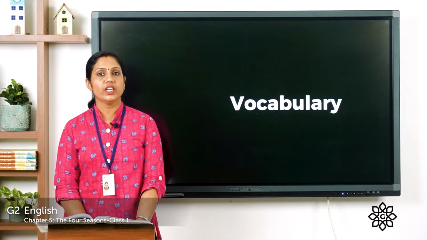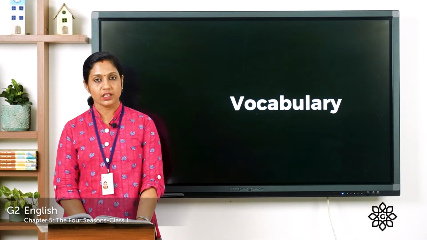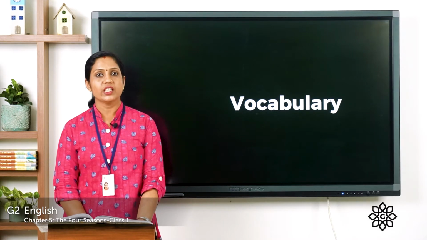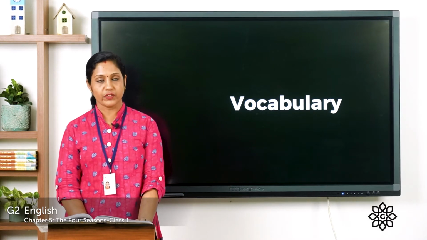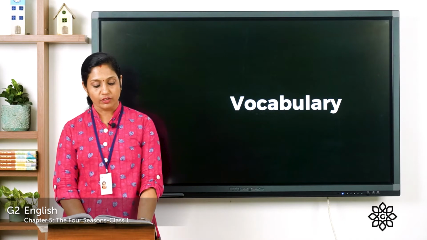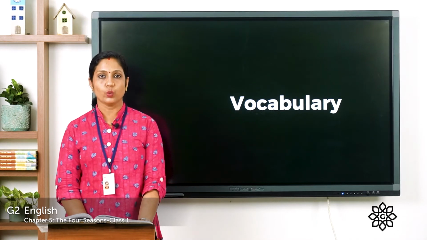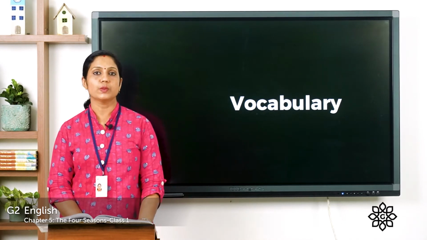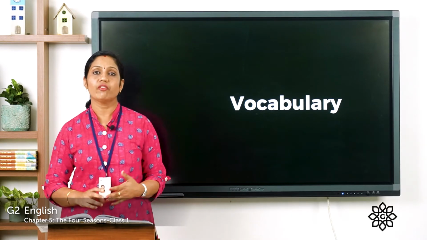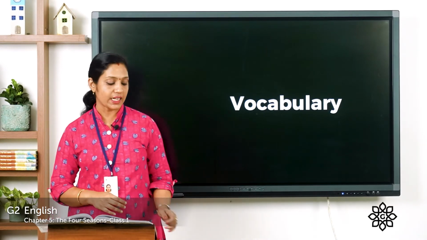Second one, we use umbrellas. Third, we enjoy eating ice cream. Fourth, trees shed their leaves. Fifth, it's very cold and windy. Sixth one, flowers bloom. So with these clues, we have to identify which season it is. Now let's look at the answers.